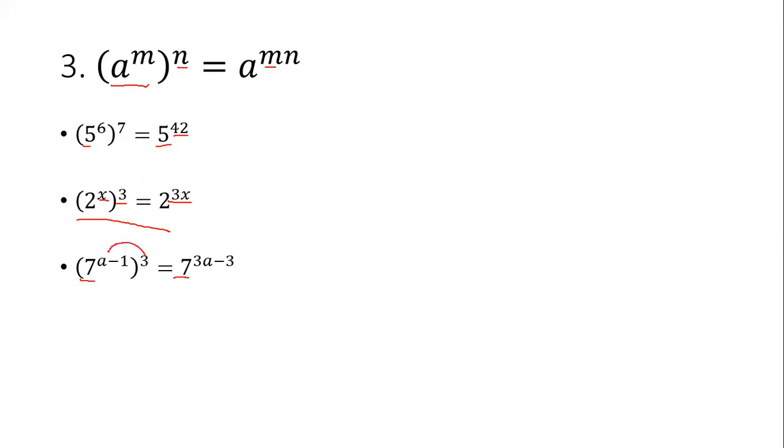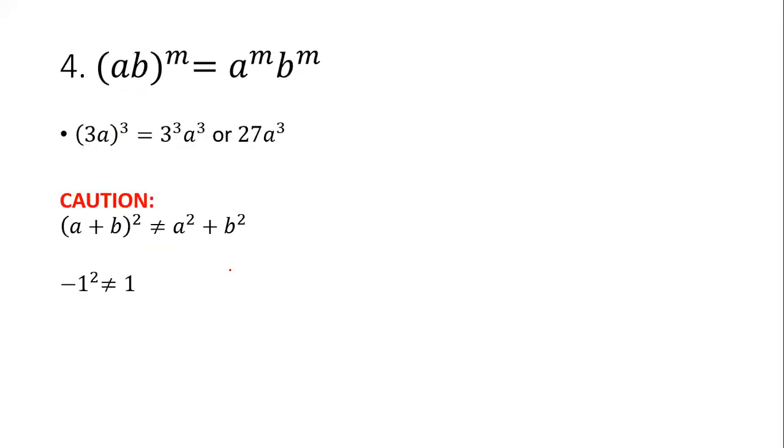In this case, we are going to use the distributive property kasi nga po binomial yung ating exponent dito sa loob. Kaya 3 times a, that will become 3a. 3 times 1, that's negative 3. So, let's proceed. Number 4.